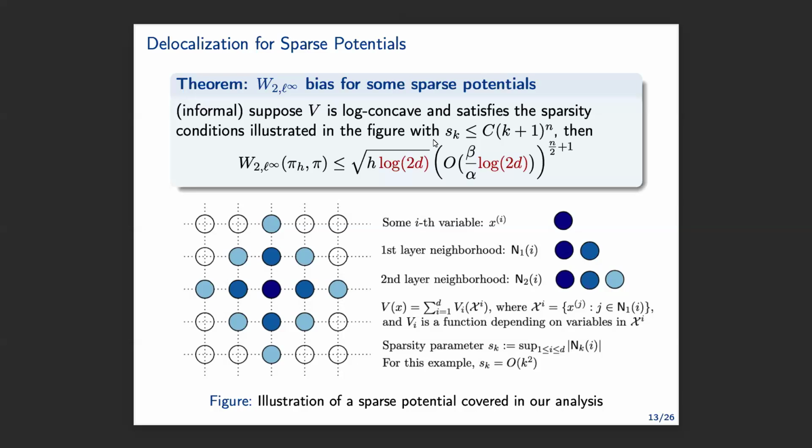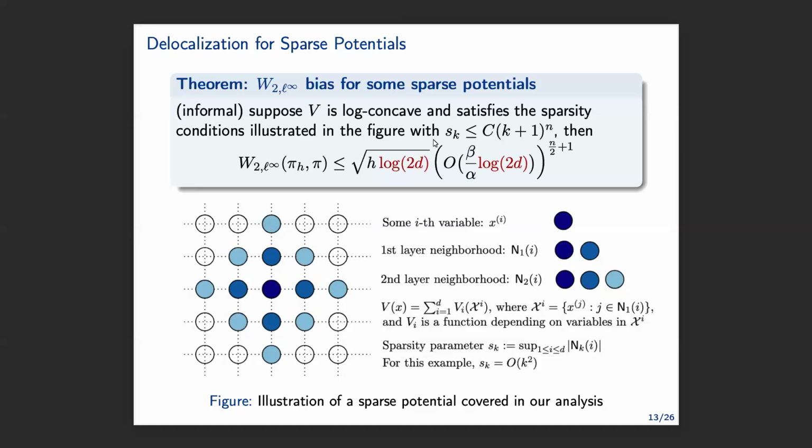So what's the potential we consider? It's inspired by many physics models. Suppose it's a 2D lattice, and each of the grid points in the lattice represents a variable and represents one dimension. The central part, we say it's the variable xi. The darker blue region will be the first layer neighbors, and the light blue will be the second layer neighborhood. We can denote them by N1 and N2.